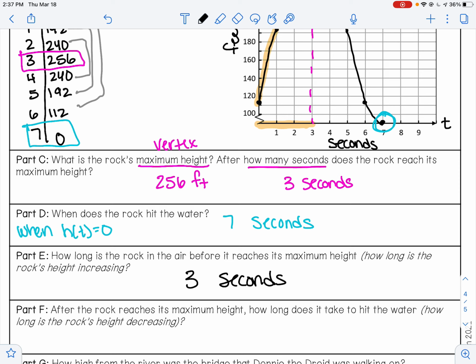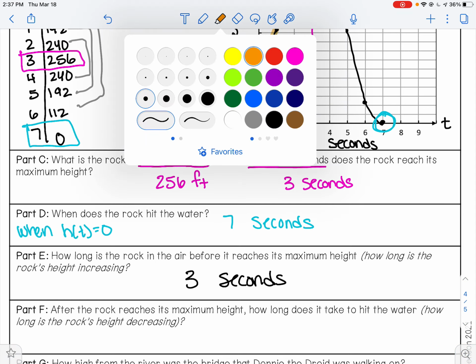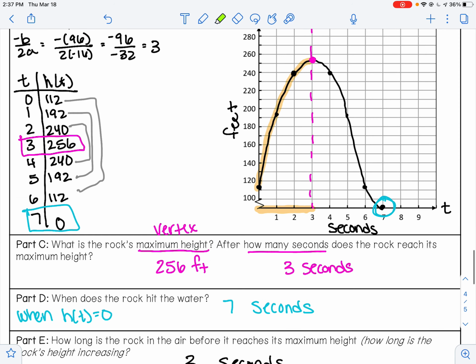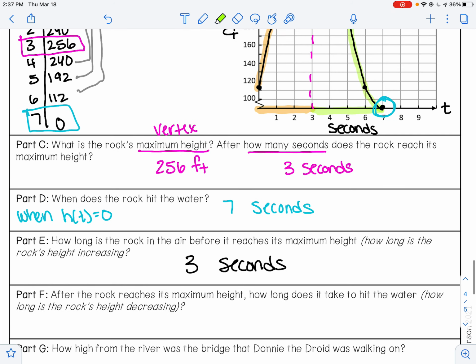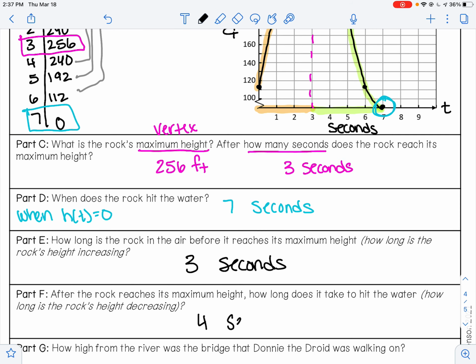Part F. After the rock reaches its maximum height, how long does it take to hit the water? In other words, how long is the rock's height decreasing? So the rock's height is decreasing from the vertex till the end. So it's decreasing from 3 seconds to 7 seconds. Well, from 3 to 7, that is 4 seconds. So the rock's height is decreasing for 4 seconds.